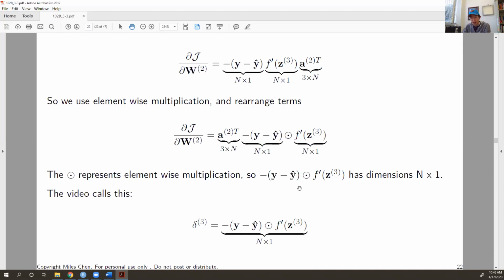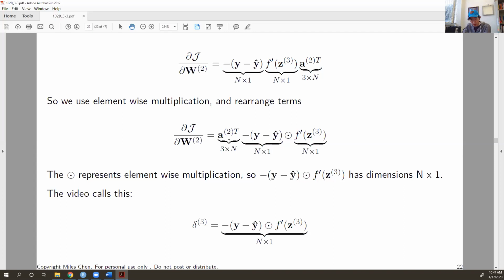Is that okay? And if you watch the Welch Labs video, he calls this value delta 3. It's just an arbitrary name, but this is going to be the product of this n by 1 matrix and this n by 1 matrix element-wise. And that's what this symbol represents. So it's not regular old matrix multiplication. Regular old matrix multiplication would require us to transpose one or the other. We're not going to do that. We're going to go element-wise, and so this is going to be an n by 1 matrix.